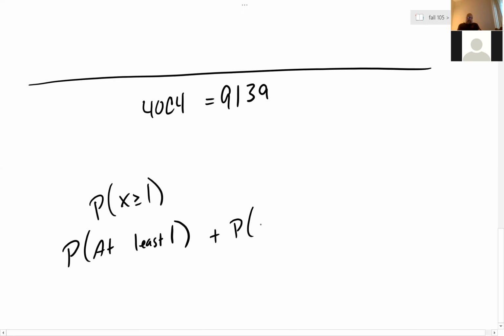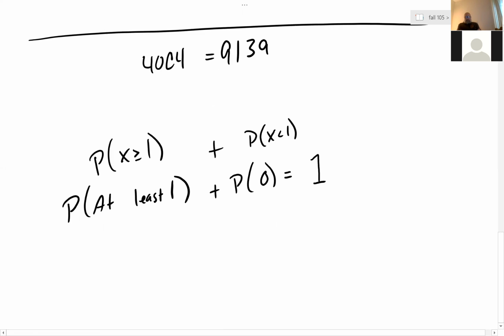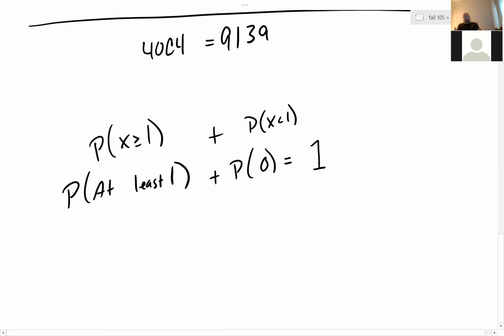And so the opposite of that is the probability that x is less than 1. What's the probability that x is less than 1? Well, probability of 0. That's all it can be, right? In the case of this, you can't get -5, and you can't get 0.2 reds. So the next thing down from 1 red is 0 reds. And the whole thing has to add up to 100%.